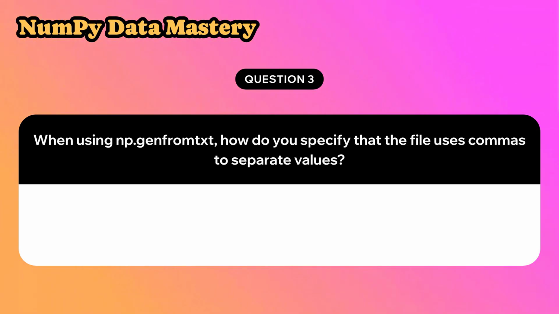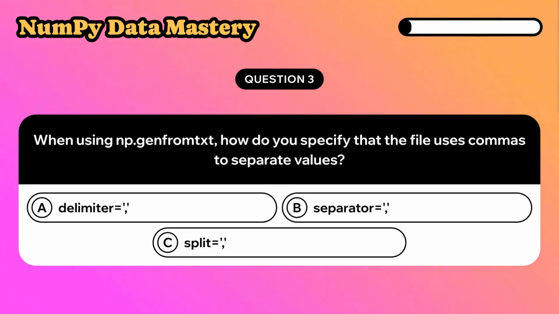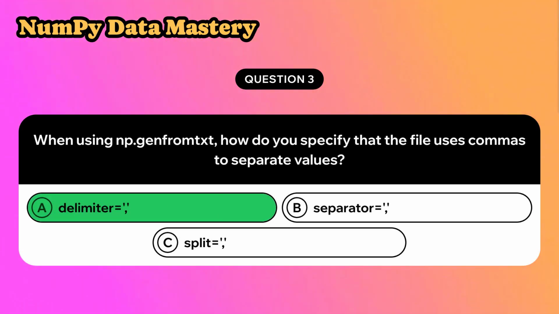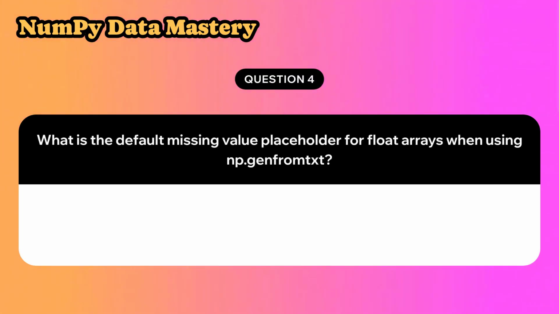When using numpy.genfromtxt, how do you specify that the file uses commas to separate values? What is the default missing value placeholder for float arrays when using numpy.genfromtxt?